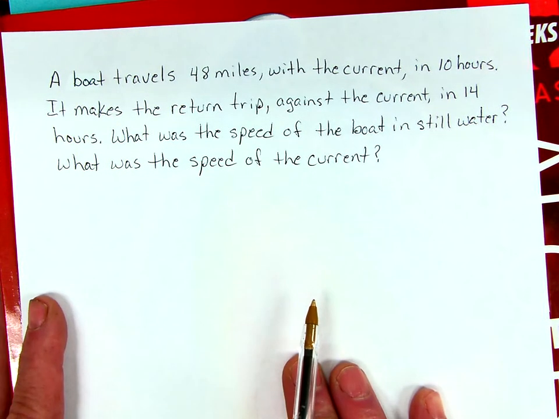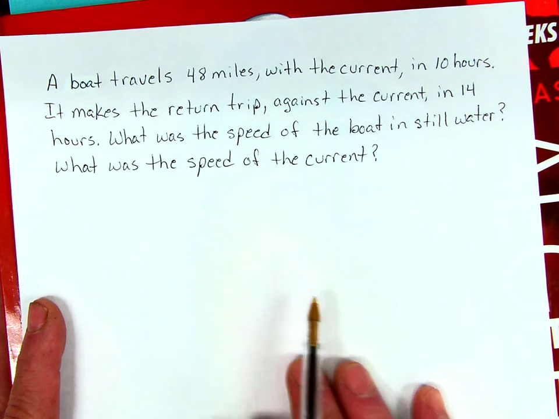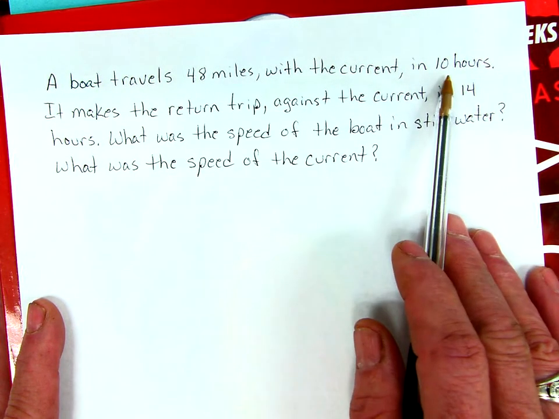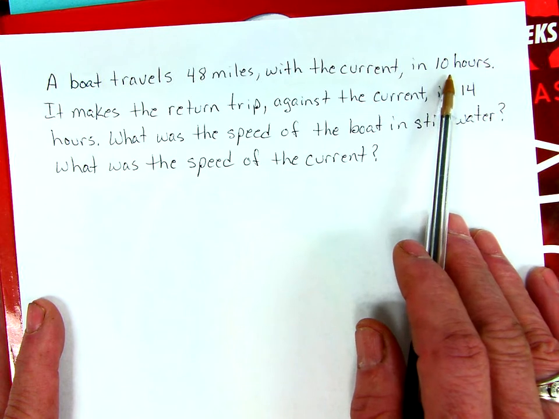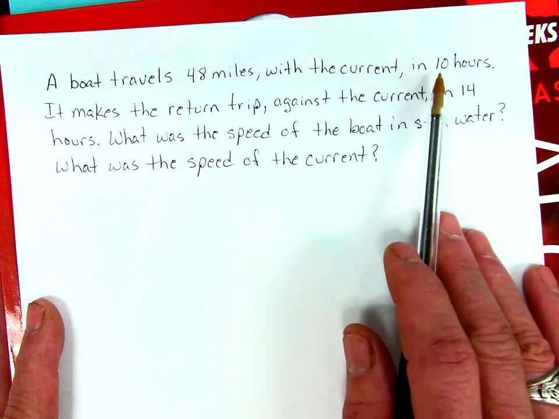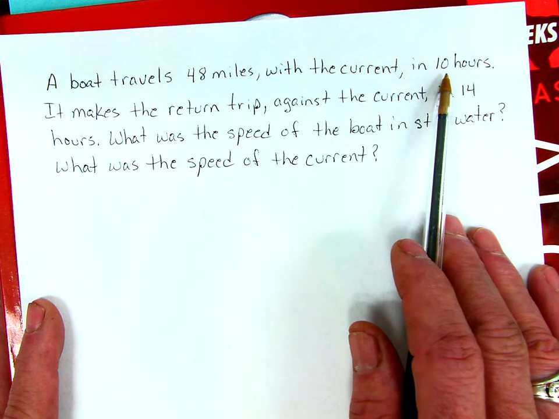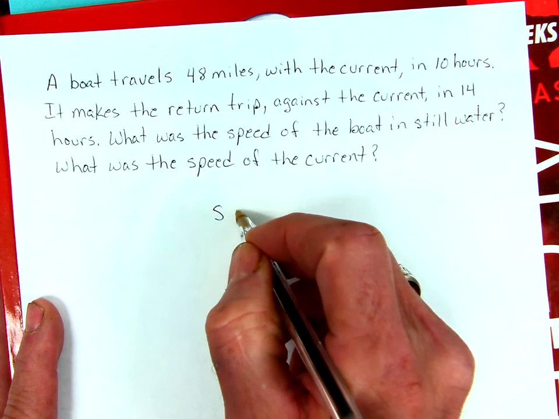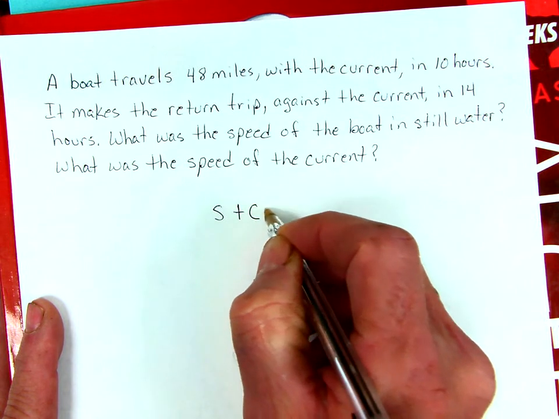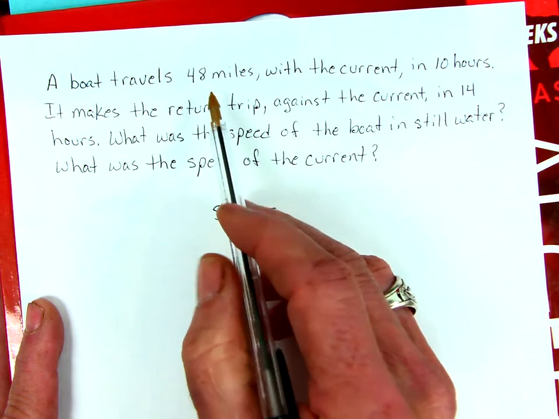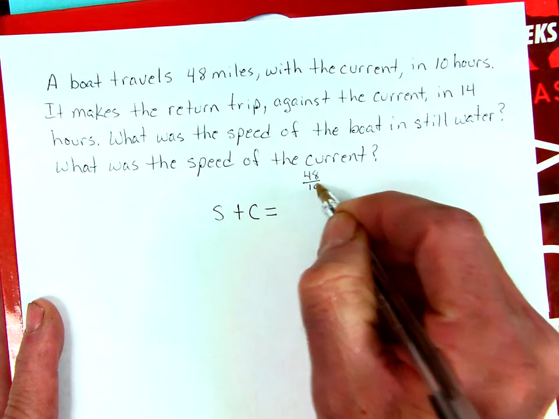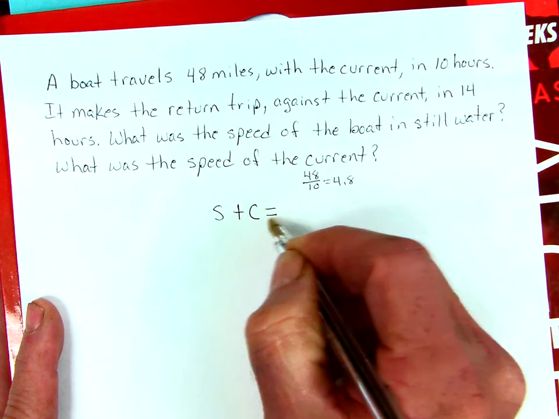And the way that we're going to do this is first, we're going to figure out the speed of the boat with the current traveling 48 miles in 10 hours. So its speed is going to be S for speed plus the current equals 48 divided by 10 equals 4.8.